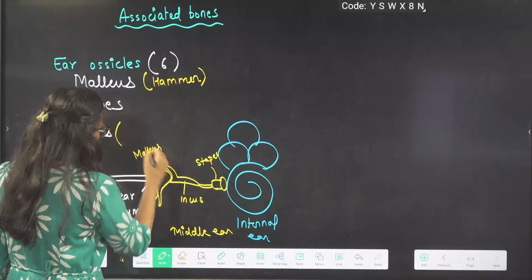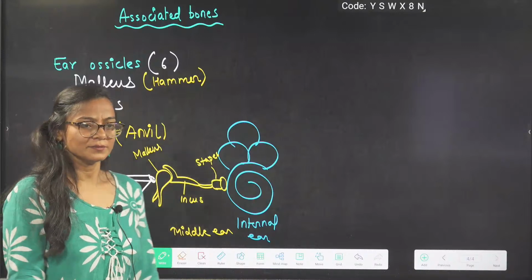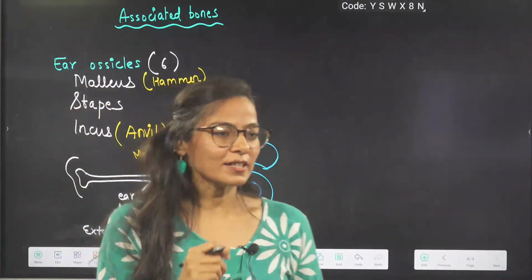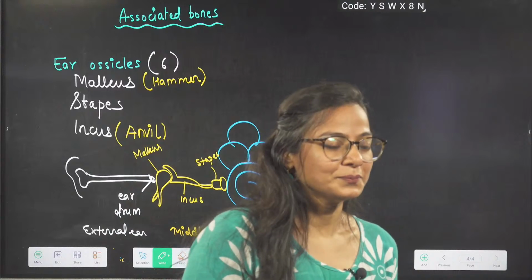Then incus, incus has got anvil shape. Do you know what is anvil? Have you ever visited a cobbler?